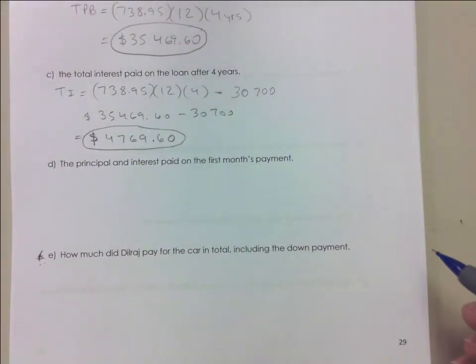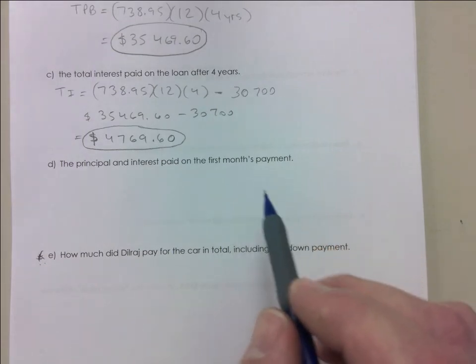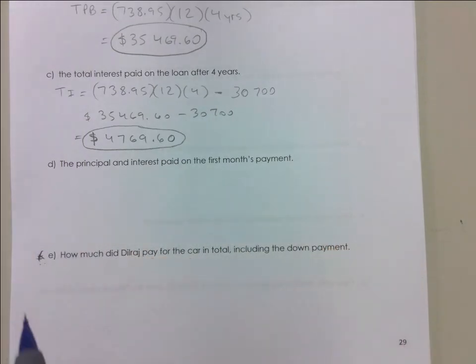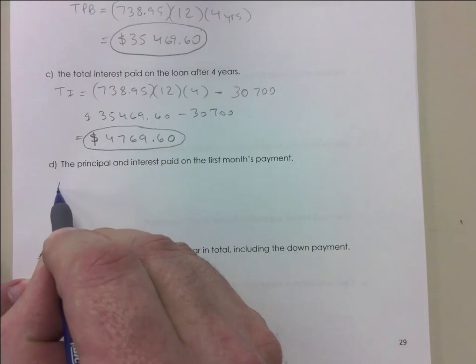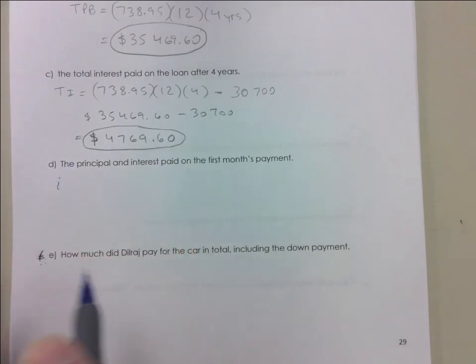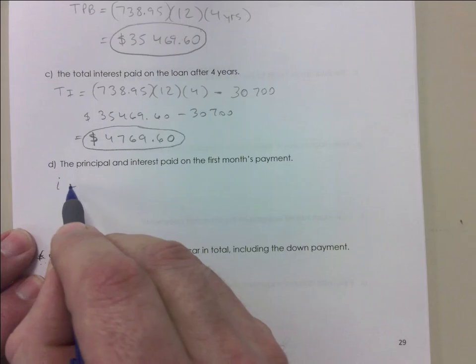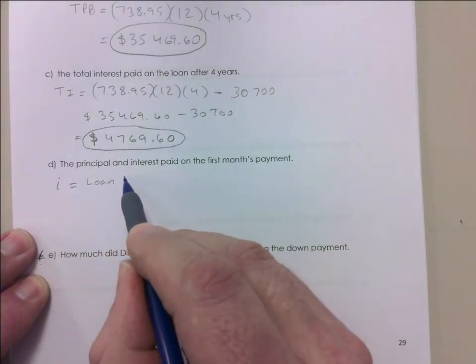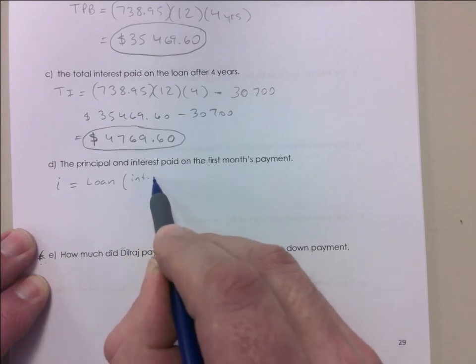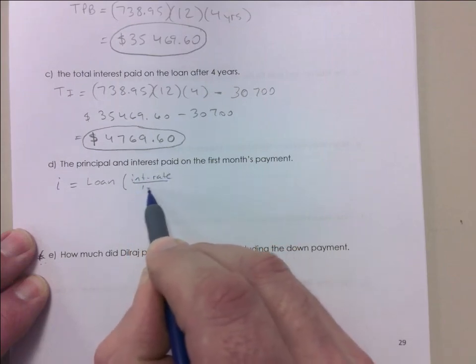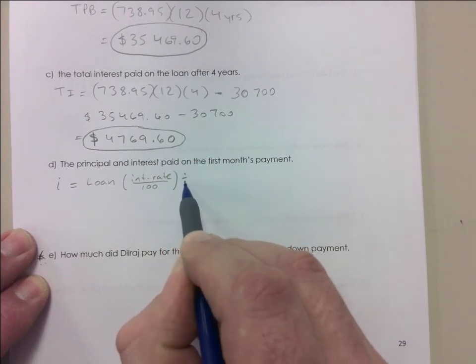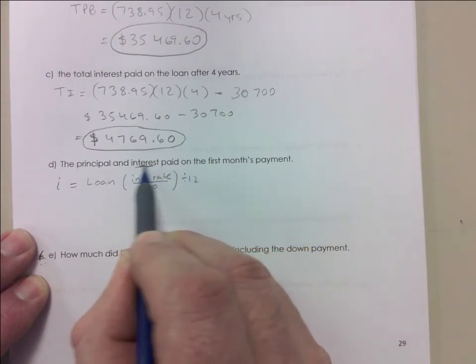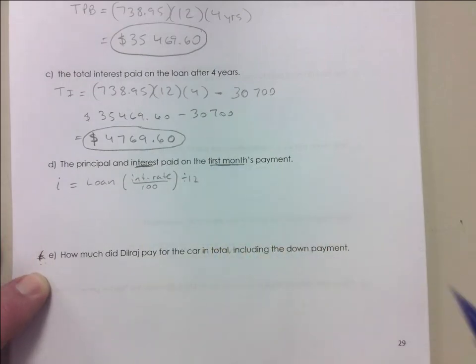The principal and interest paid on the first month's payment. I'm going to highlight a bunch of stuff after I'm done here. This is interest, like lowercase interest. So I'm going to give you the formula. It's the loan times the interest rate divided by 100, all of that divided by 12. That's how you find the interest paid on the very first month.